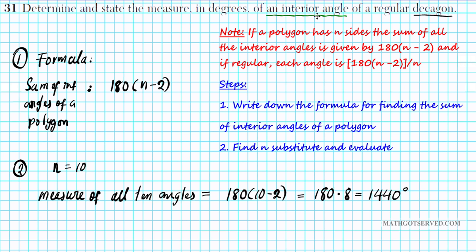So we're looking for one angle. All right, so this is the sum of 10 angles. So to get one angle, we have to divide this by n as indicated here. Okay, so we are not done yet. We have one more step. Measure of an angle is simply going to be 1440 divided by 10, okay, which is 144 degrees. That's the measure of each angle of a regular decagon.